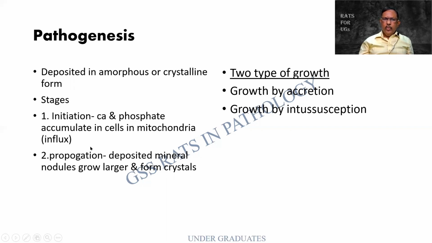Propagation. Once there is a nidus or nest of material, more and more material keeps on getting accumulated, and that is called propagation. So these are the two stages. It can be in a mineral form, amorphous form, or it can be in crystalline form, hydroxyapatite crystals. That is what we used to say. So this is the pathogenesis. It is common to dystrophic and metastatic. Gross is common to dystrophic and metastatic.